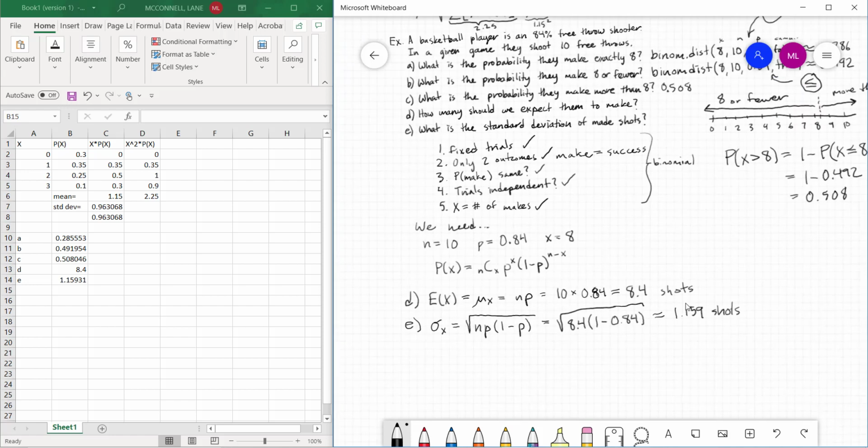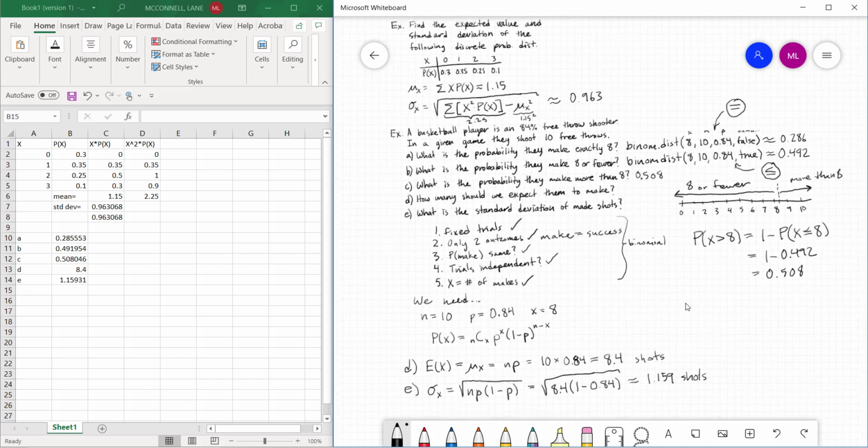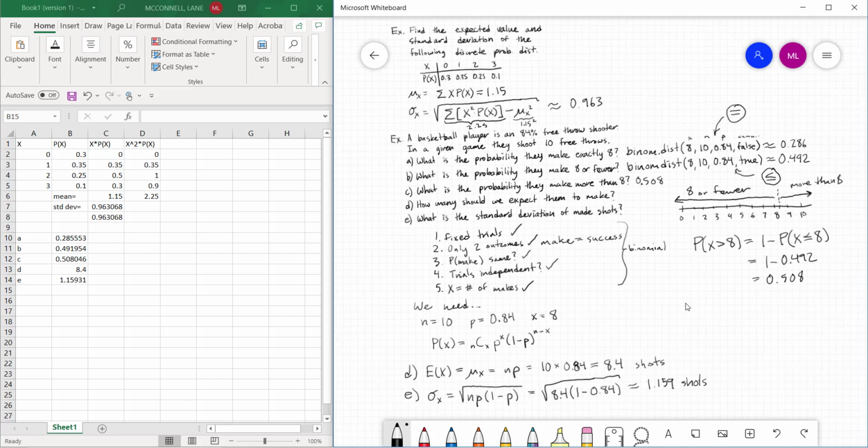So hopefully this gives you some sense of how we can use Excel to answer some of these probability questions. It requires, again, a little bit of clever thinking, and it requires you to remember what the formulas are. It's a little bit trickier than doing it on the TI-84 calculator, but it's not too bad, especially if you have those formulas in mind. It's just us figuring out how to actually apply those formulas in a table in Excel.